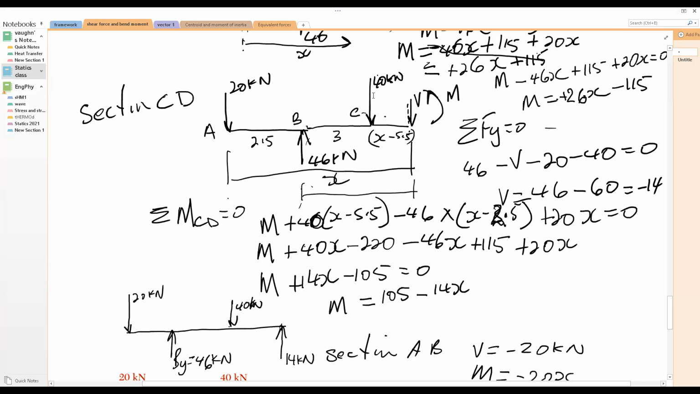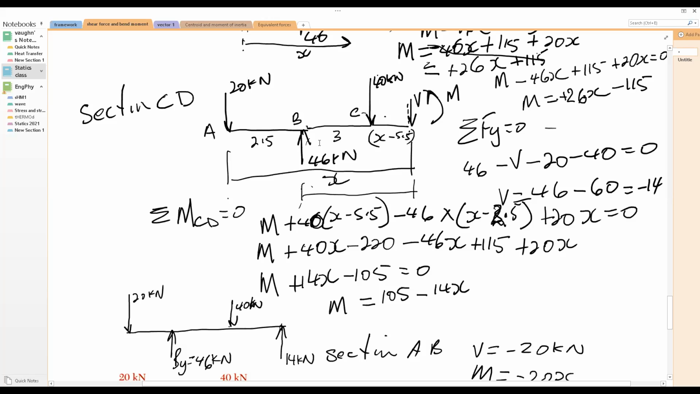So it's 40 up here. See that 40 there coming down? Which direction is that? It's coming into the anti-clockwise. So it's 40 times X minus 5.5, bracket, minus now. Where's the 46? 46 is going up in the clockwise.